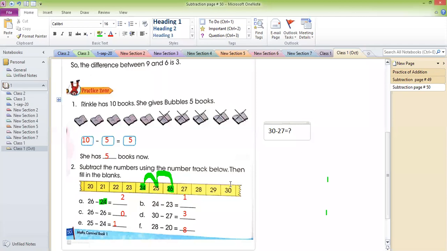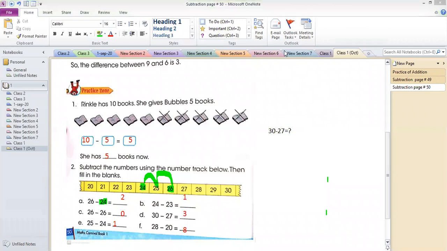This is 30. Go back until you find 27. Go back 1, 2, and 3. Very good. 30 minus 27 equals 3. Okay. Ammar, now it's your turn. 30 minus 27.